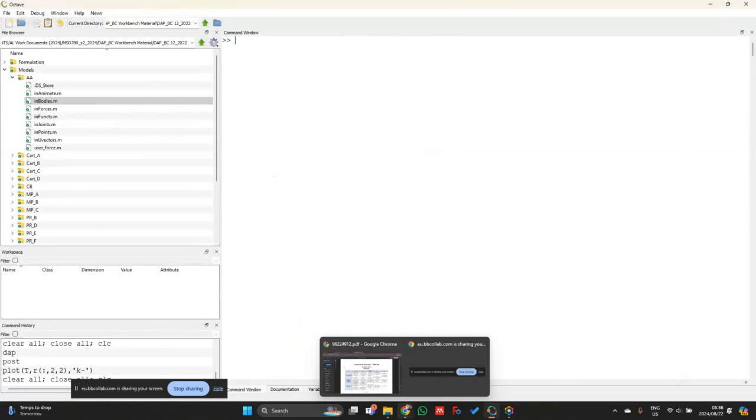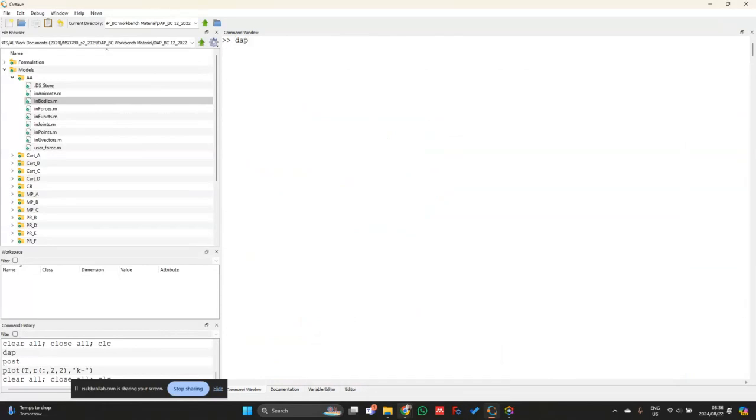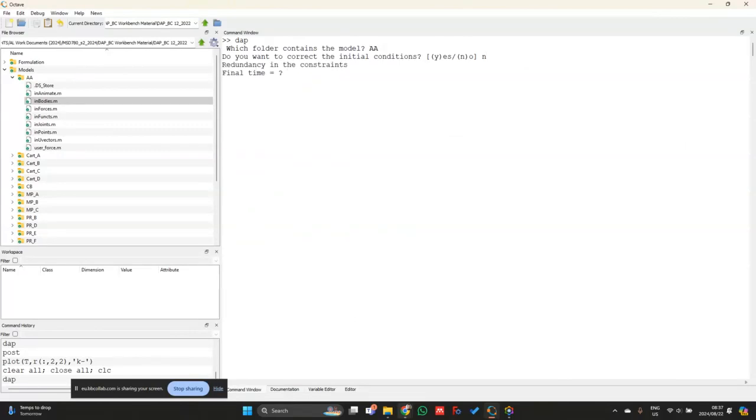Okay, so now I'm just going to execute it again. So I'm going to say DAP. It's still A that I'm working with. And now I don't want to correct the initial conditions. So I'm just going to type in. And you'll see it now says redundancy in the constraints.